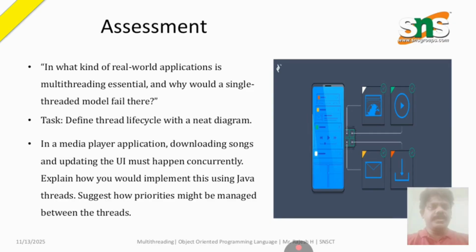Also, one situation is given to you: in a media player application, downloading the songs and updating the UI must happen concurrently. You have to explain how you would implement this using Java threads. You have to suggest how priorities might be managed between the threads, like which can be given minimum priority, which can be given low priority, which can be given normal priority, and so on.